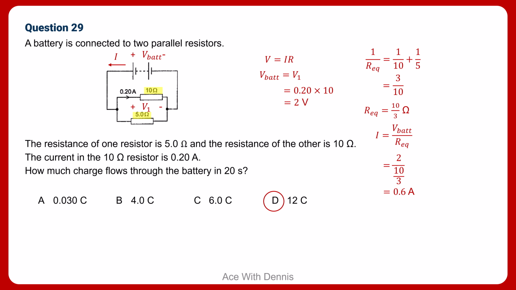To calculate how much charge flows through the battery in 20 seconds, we use this formula Q equals IT. The current is 0.6 and the time is 20 seconds. We'll get 12 coulomb. Hence the answer is D, 12 coulomb.